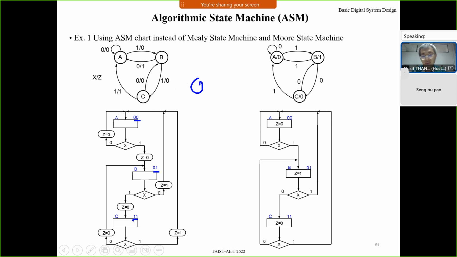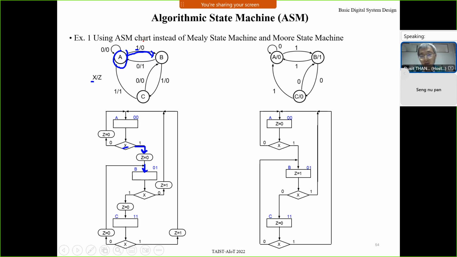If you use flip-flops Q1, Q0, it means that if the value of Q1, Q0 is 0, 0, the circuit is now in state A. If the value of Q1, Q0 is 0, 1, the circuit is in state B, or 1, 1, the circuit is in state C. Okay, from this, input X: when at state A, when input X is 1, it goes to B.